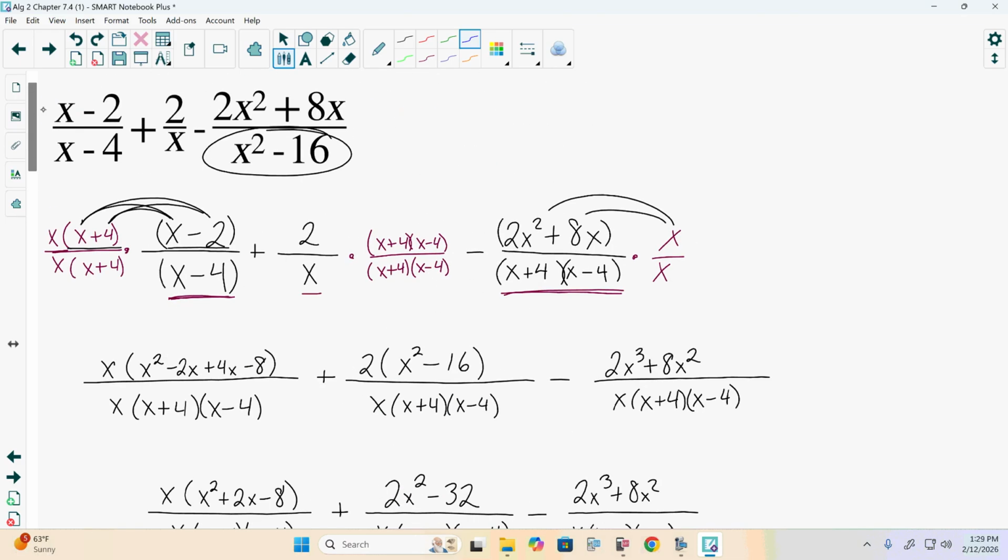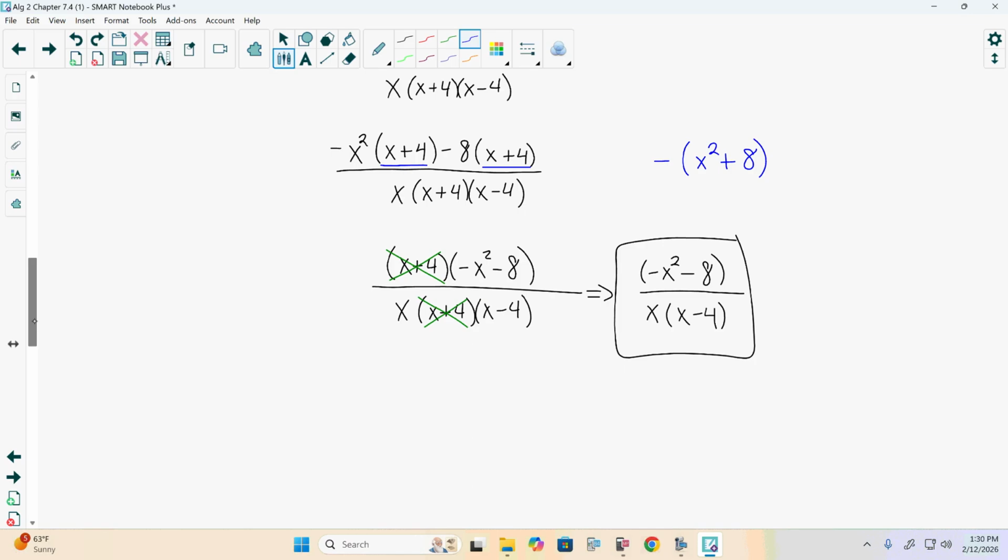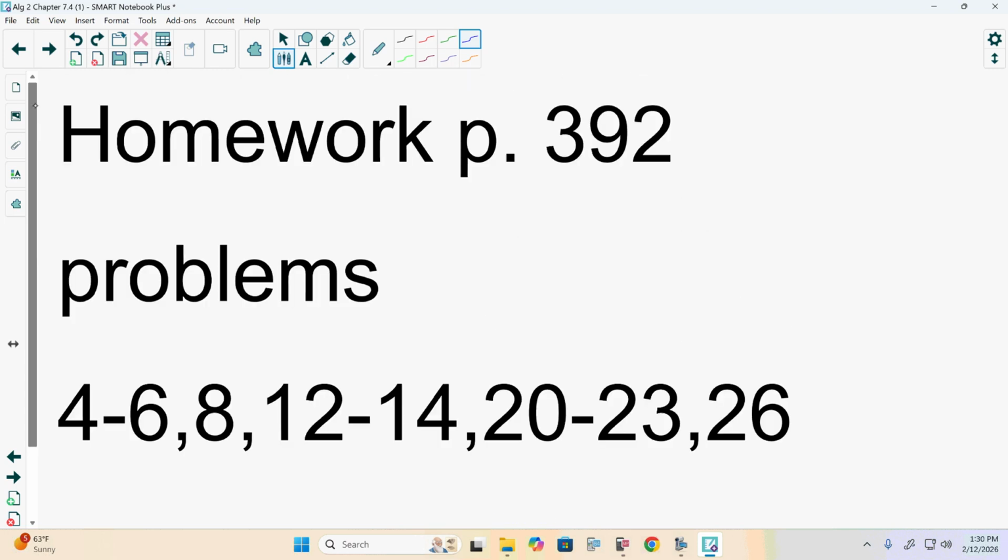I will say that three rational expressions makes this process a lot longer, but I wouldn't necessarily say it is a lot harder than two. More steps, more paper that it takes up, but not necessarily harder. Questions on any of this here? But that is it.